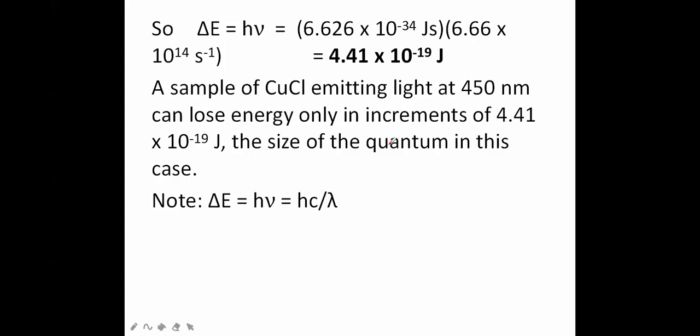Just something to note about the formulas. Change in energy is equal to Planck's constant times frequency, which is equal to Planck's constant times the speed of light divided by the wavelength. So we could have skipped straight to this formula and found the change in energy.